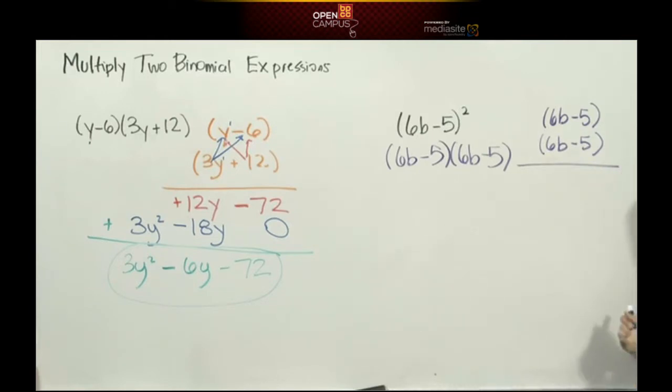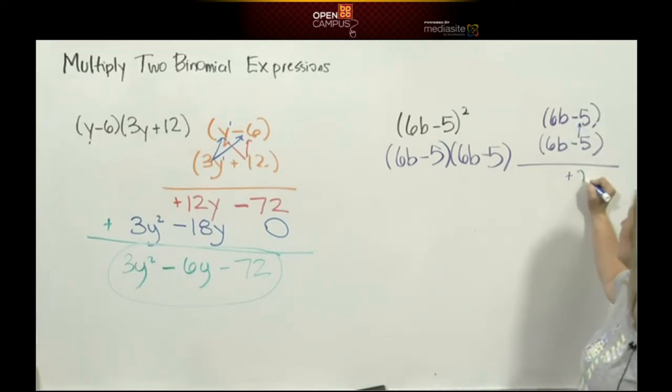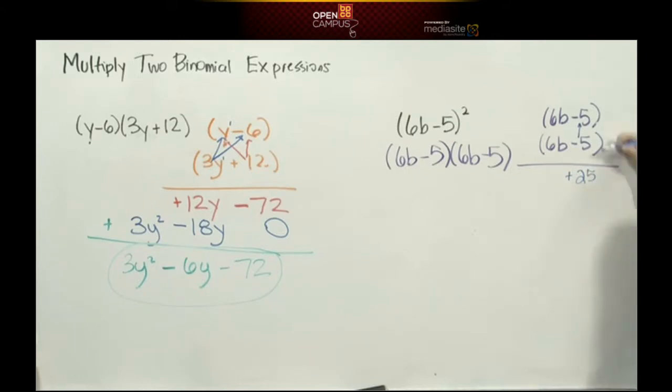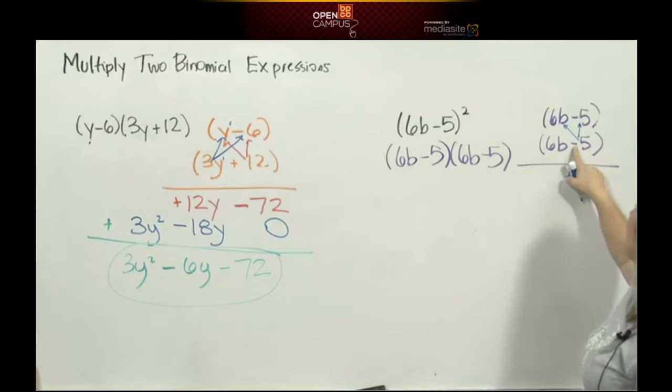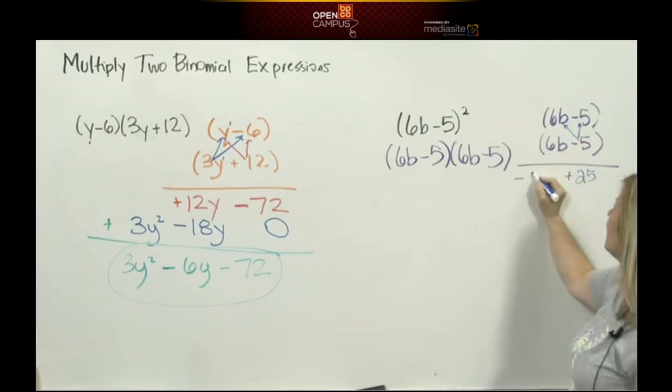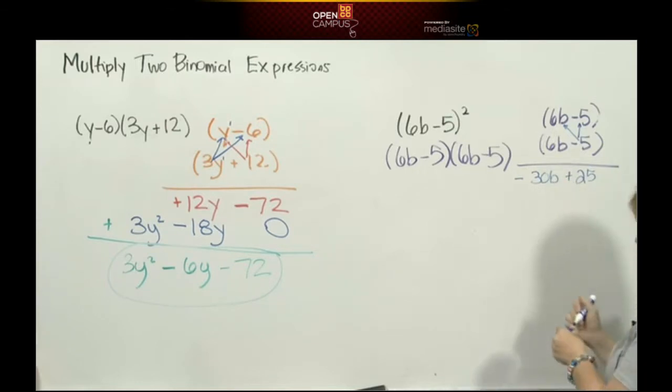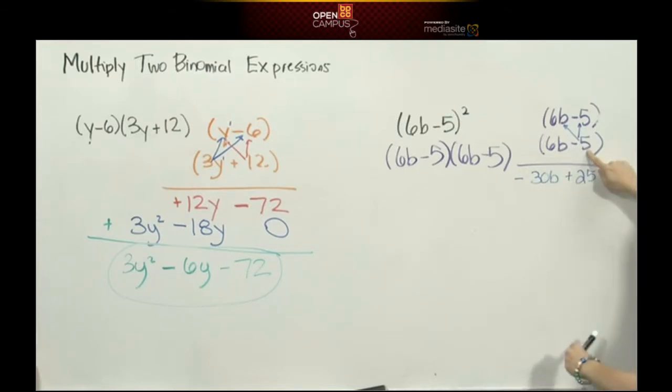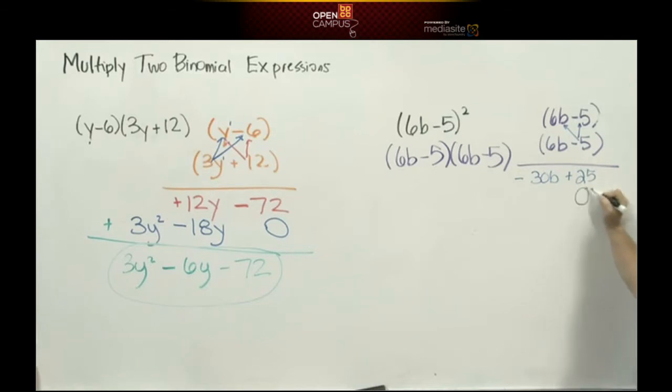And here we go. We understand how to do third grade math. We understand negative 5 times negative 5. Well, a negative times a negative is a positive. 5 times 5 is 25. Negative 5 times 6b. A negative times a positive is a negative. 5 times 6b is 30b. All right, I'm done distributing the negative 5. So I'm going to put my placeholder, and I'm going to move to the tens place.